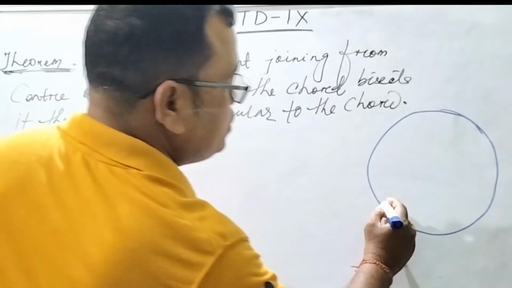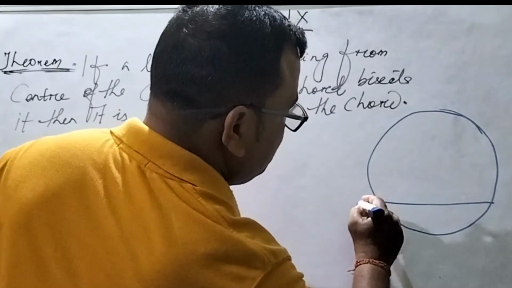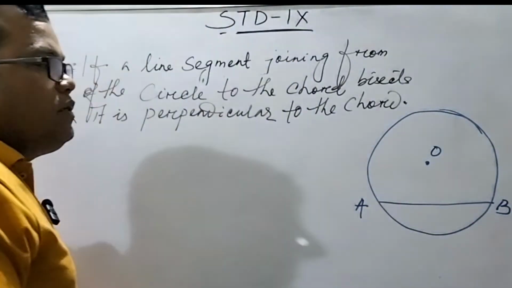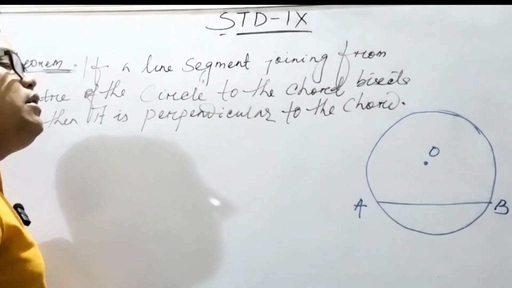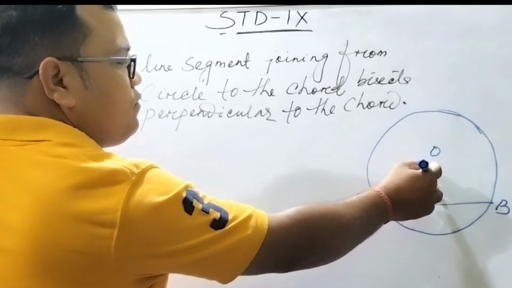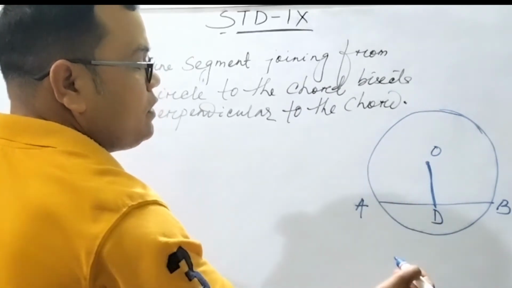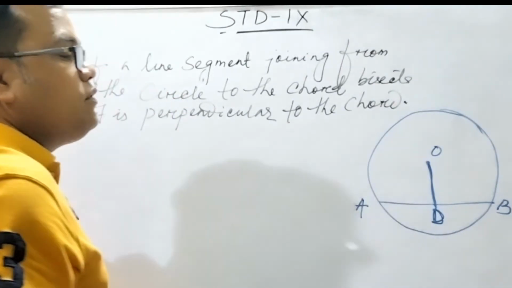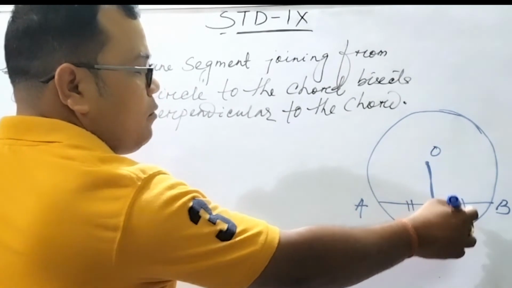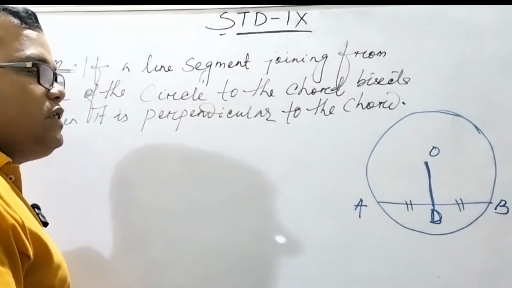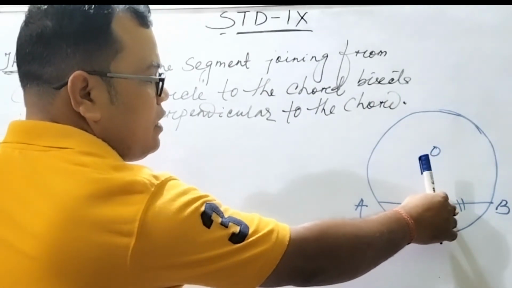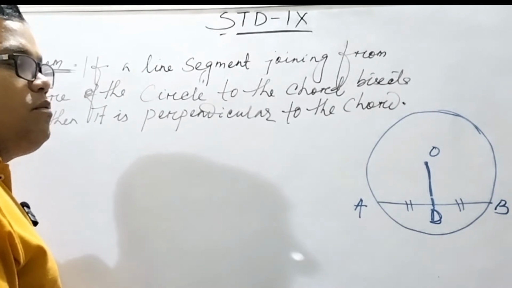Suppose this is your chord AB. AB is the chord and O is the center. Here I am joining a line segment from O to D, from the center to the chord. If OD bisects the chord AB into two equal parts, AD equals BD, then automatically this angle will be 90 degrees and this is perpendicular. OD will be perpendicular to AB.